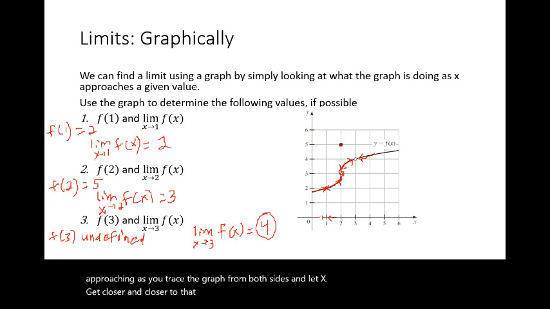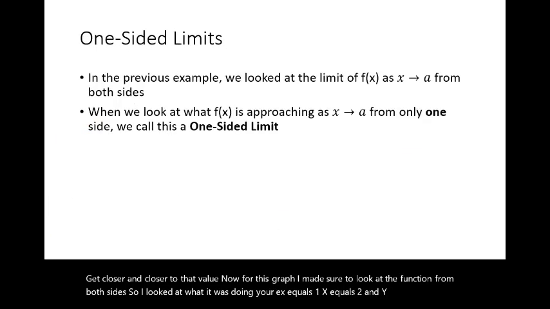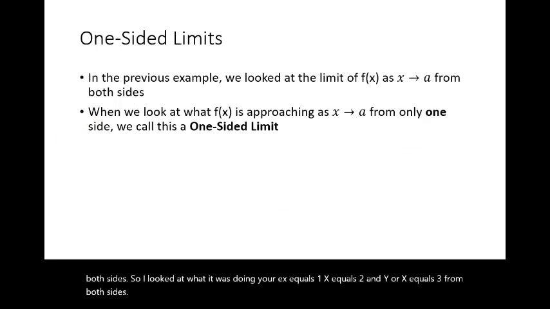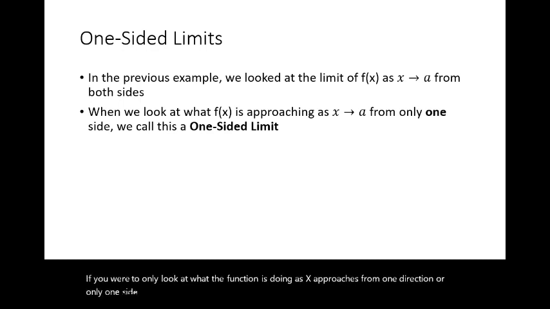Now for this graph, I made sure to look at the function from both sides. So I looked at what it was doing near x equals 1, x equals 2, and near x equals 3 from both sides. If you were to only look at what the function is doing as x approaches a from one direction or only one side, that is what is called a one-sided limit.